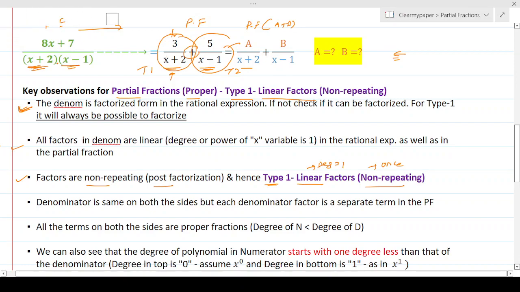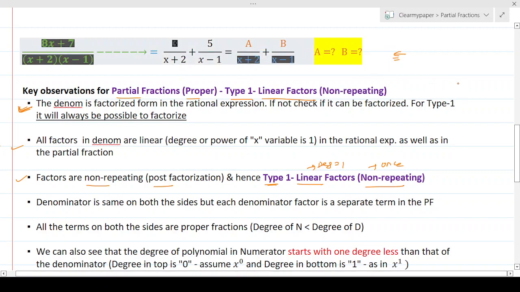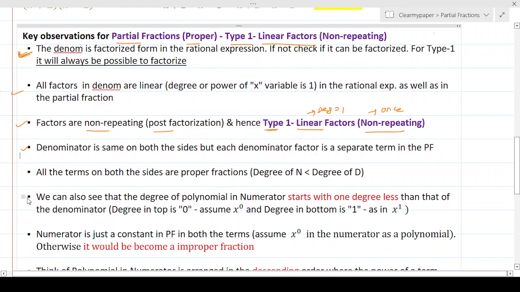That's another guiding principle that you need to remember. And that's pretty much going to be true for all the types, because eventually you'll see that this denominator gets cancelled, and that's the reason you need to do that. Okay, that's one. Now the next three things, let me see if I can explain it better.